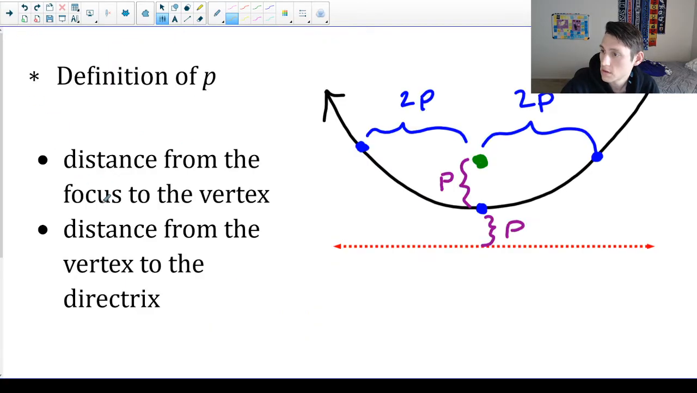Okay, so this lowercase p is this. So what is the definition? It's the distance from the focus to the vertex. So between the focus and the vertex, that is whatever that number is. Also, that's the same distance between the vertex and the directrix. Or if we start at the focus, if we go 2p to the right and 2p to the left, that also gives you those 2 points.